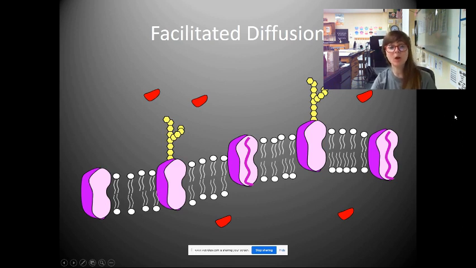Later on, we're going to look at what can happen to a cell because of the movement of these molecules. And then we will end by looking at the opposite of passive transport, which is active. This is all for today.